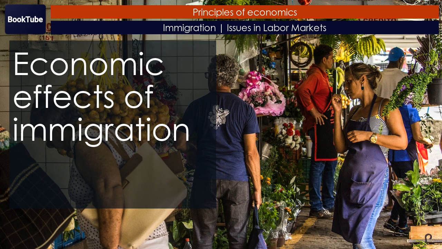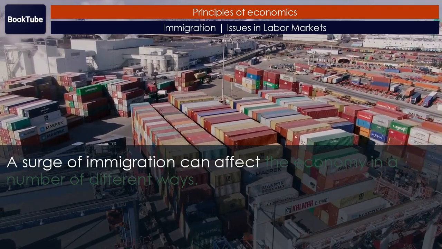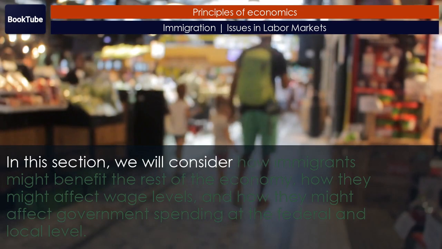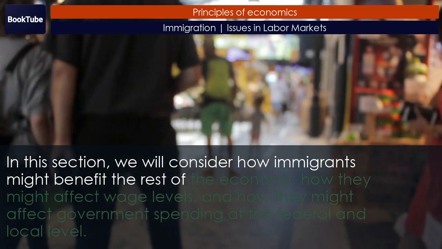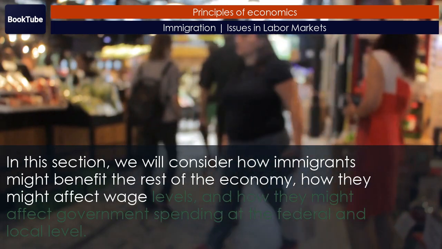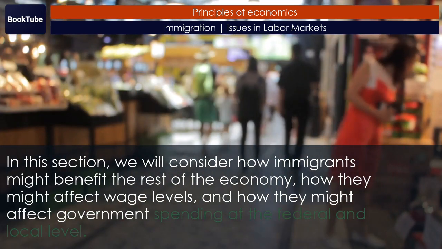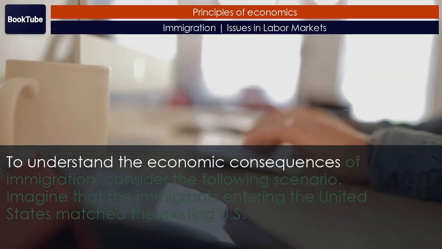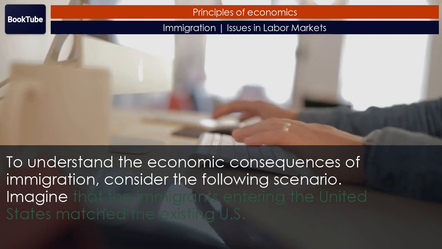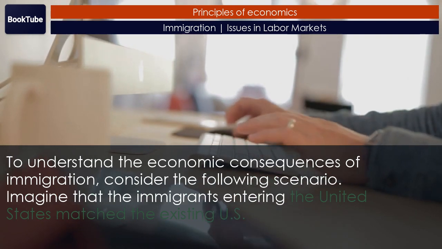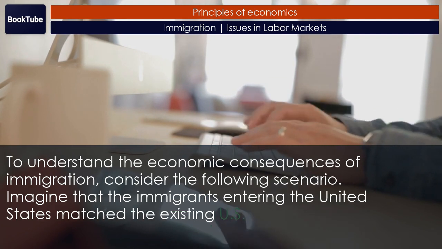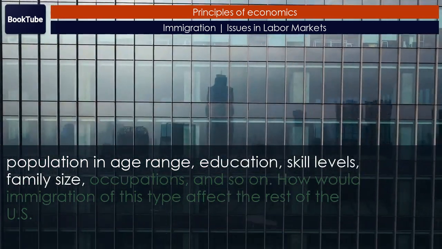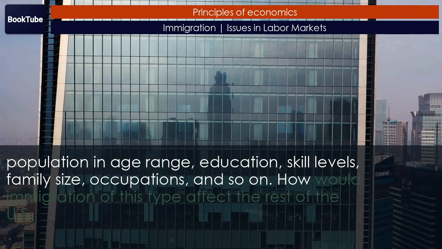Economic effects of immigration. A surge of immigration can affect the economy in a number of different ways. In this section, we will consider how immigrants might benefit the rest of the economy, how they might affect wage levels, and how they might affect government spending at the federal and local level. To understand the economic consequences of immigration, consider the following scenario. Imagine that the immigrants entering the United States matched the existing U.S. population in age range, education, skill levels, family size, occupations, and so on.